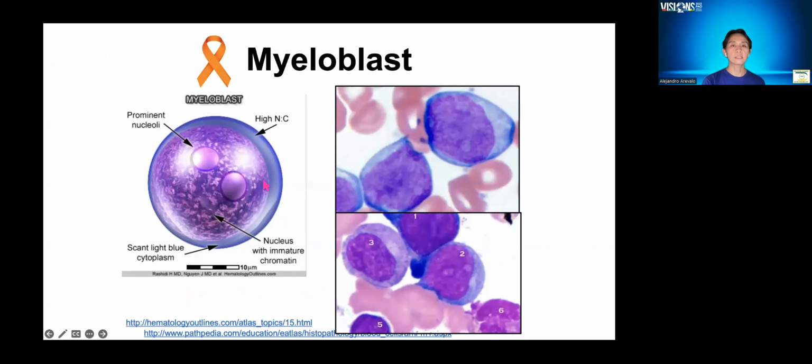Now, this is another example of your myeloblast. They have this large, round, slightly irregular nucleus. The chromatin is fine and immature, and you will have 1 to 3 nucleoli. So this one is a blast wherein the cytoplasm is agranular and fair in amount.